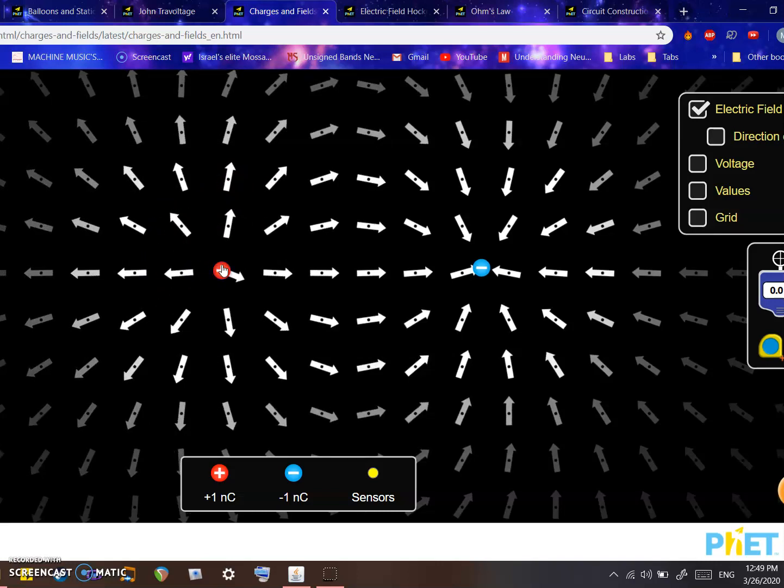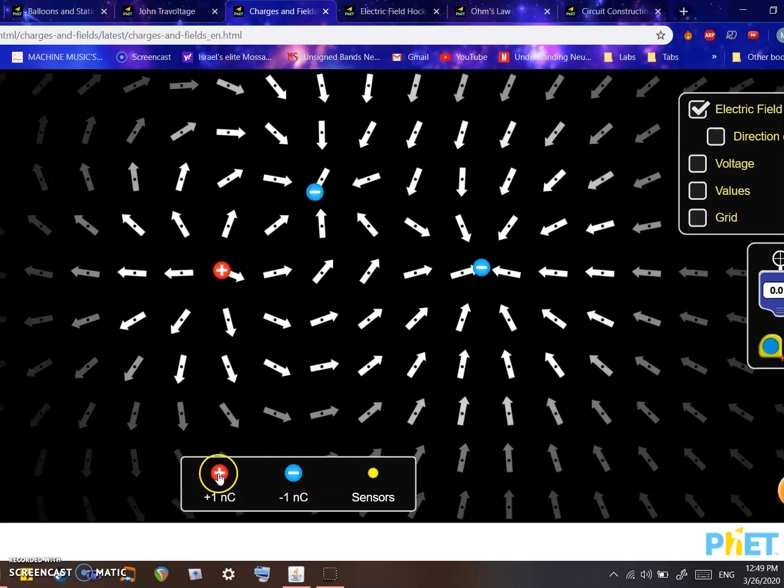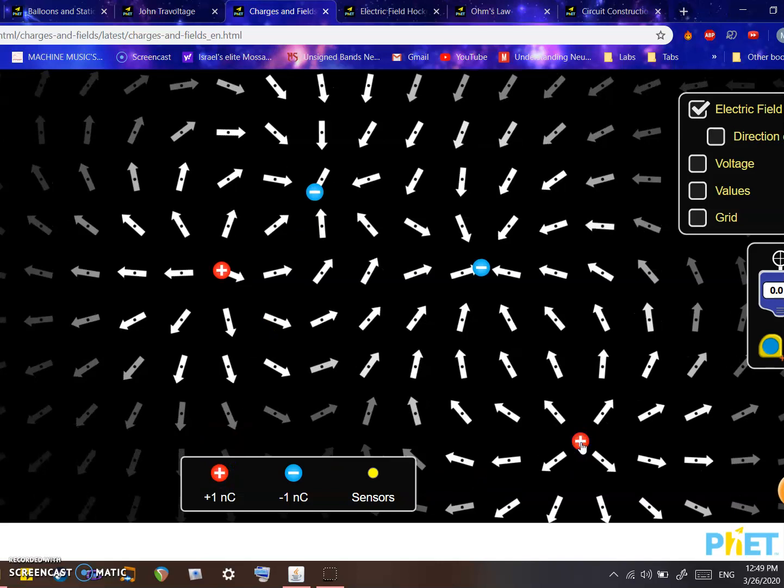Keep this general shape in mind. You'll see this looks very similar to the magnetic field lines of a magnet when we get to that. But of course you can add more and see how different charges will really distort the shape.